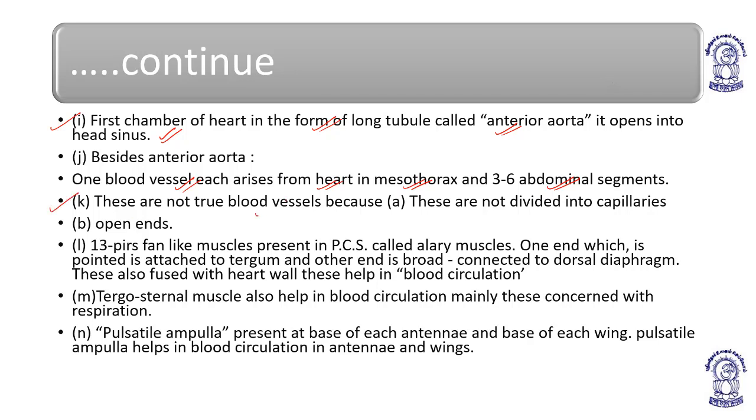There are no true blood vessels because they are not divided into capillaries and they have open ends. Very important. Thirteen pairs of fan-like muscles are present in the pericardial sinus, called alary muscles. These alary muscles are fan-shaped cells like this.